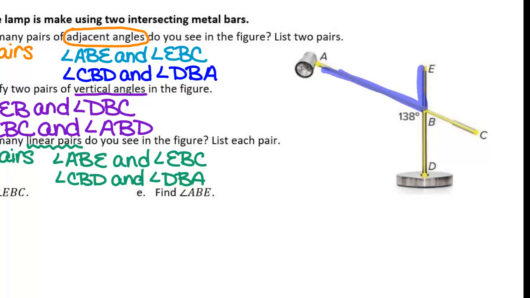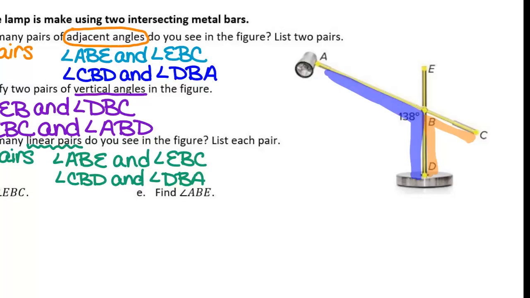ABE is this angle right here, and EBC is this angle right here. So we've already listed that pair, the top 2 angles there. And then we have angle CBD, this one right here, and angle DBA, this angle here. So the 2 on the bottom. So we have the 2 above this bar, and we have the 2 below that bar.